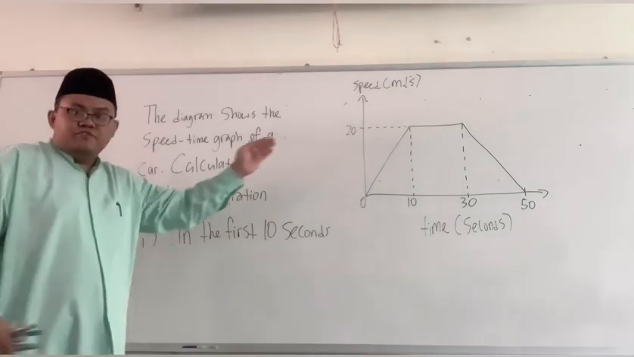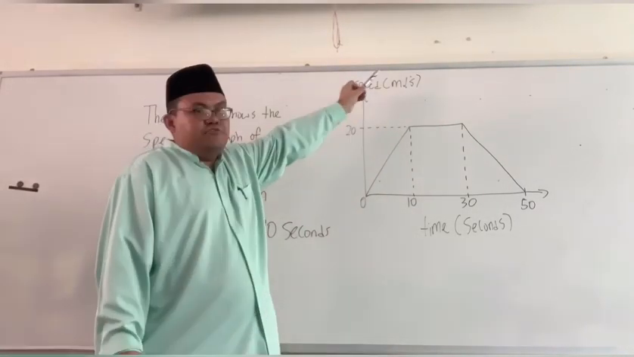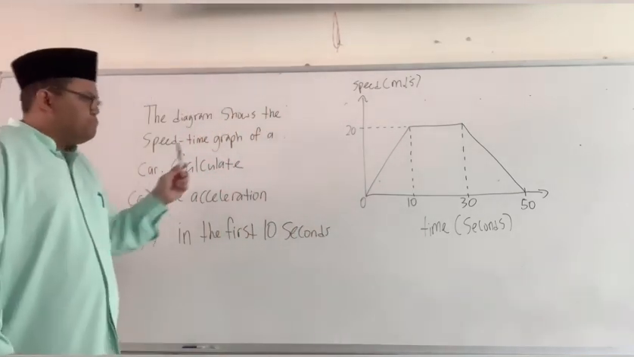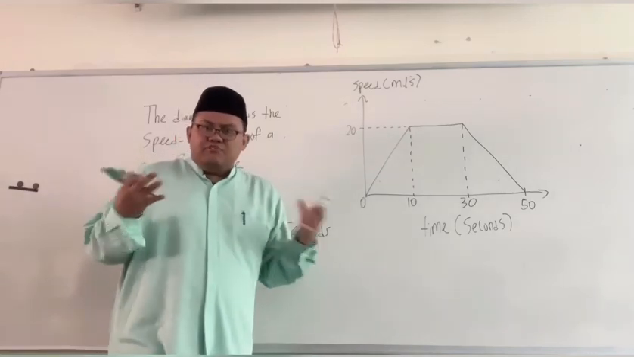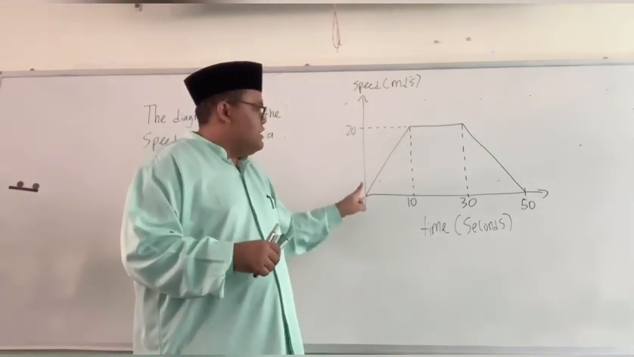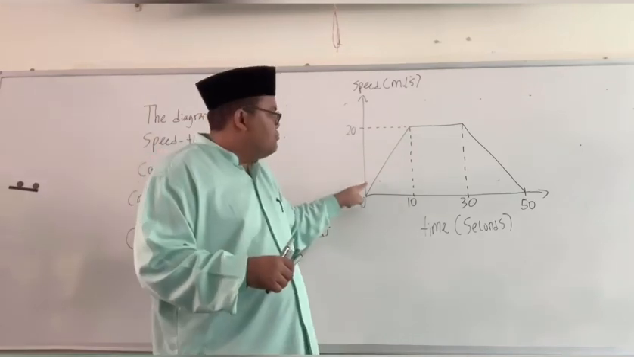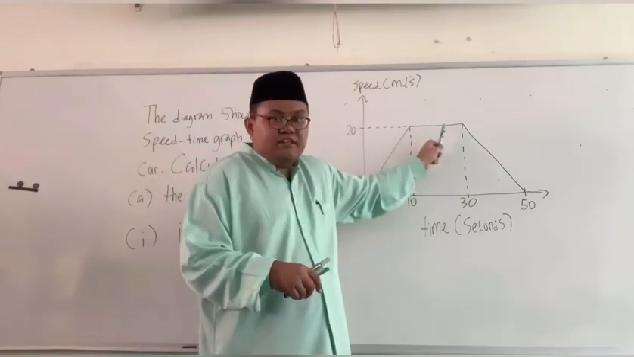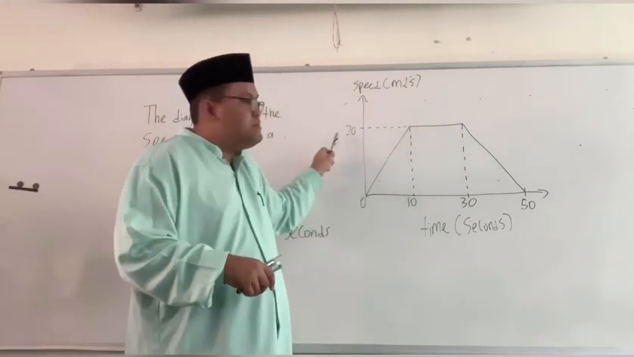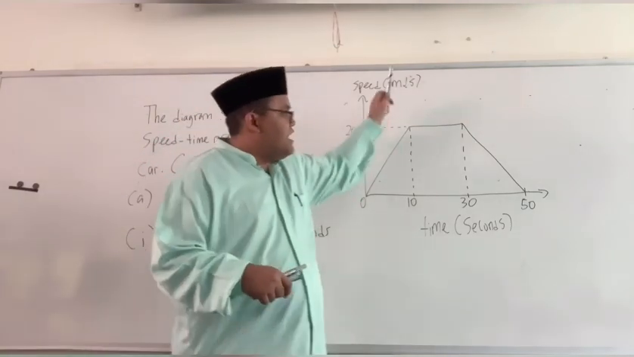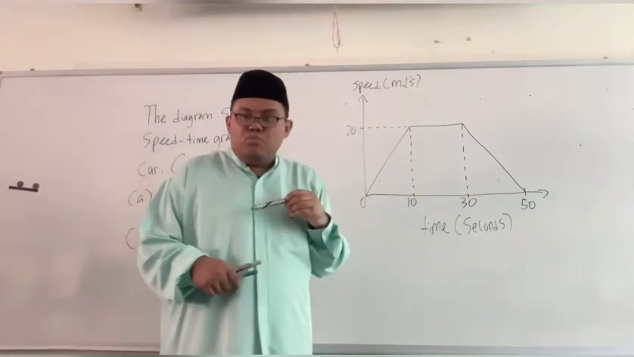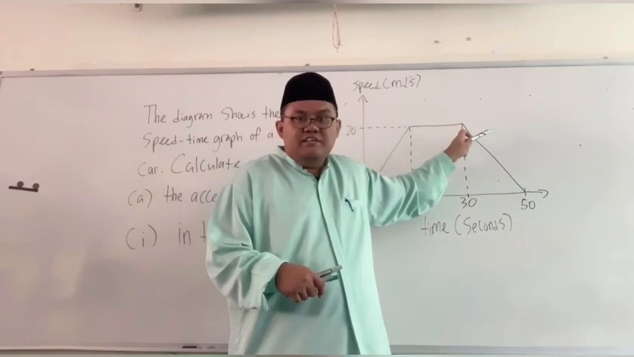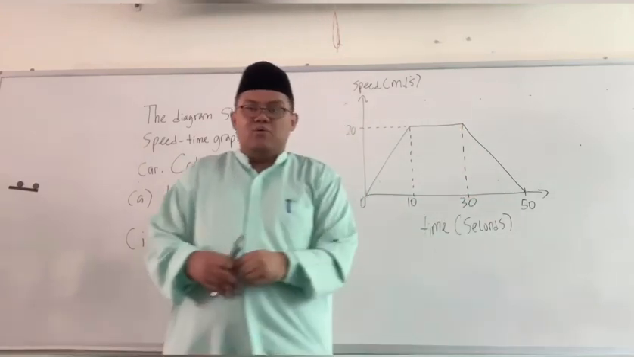Okay, so this is a speed time graph. The speed is in meters per second and the time is in seconds. Let's quickly describe the motion of this object. In the first 10 seconds, it is moving at constant acceleration. From 10 to 30 seconds, it is moving at constant speed of 20 meters per second. And then, from 30 to 50 seconds, what happens? The object decelerates, moves at constant deceleration. It is slowing down.